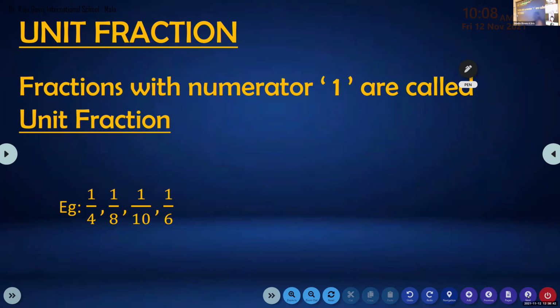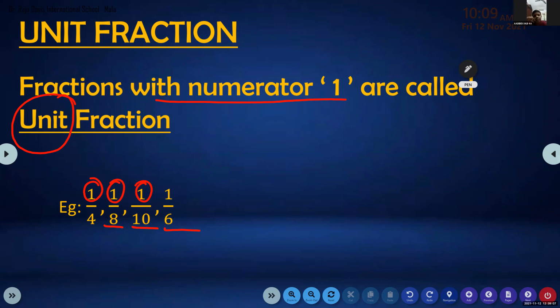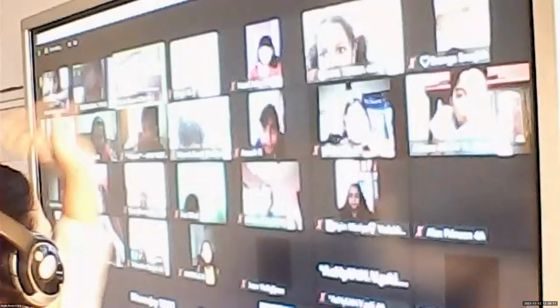Can you see 1 by 4? Which is the numerator here? 1. So that is known as a unit fraction. Fractions with numerator 1 are called unit fractions. Right, 1 by 8, 1 by 10, 1 by 6. All these are examples of unit fractions. Yes, children. So what all things did we learn today?